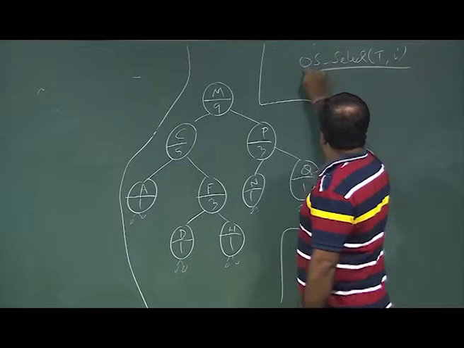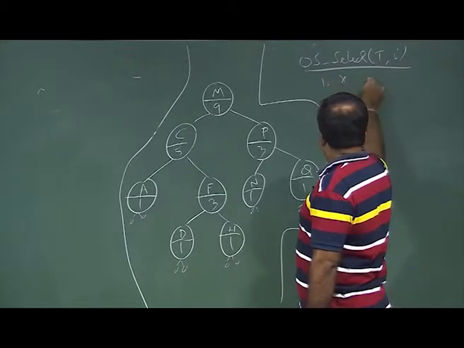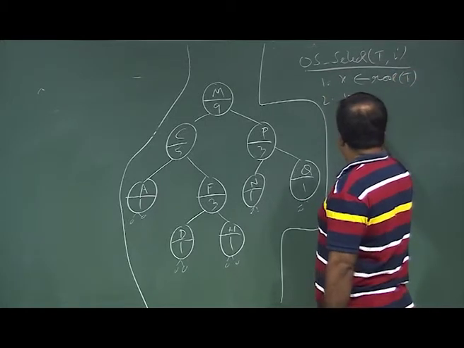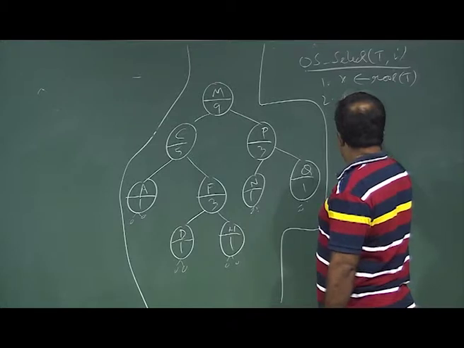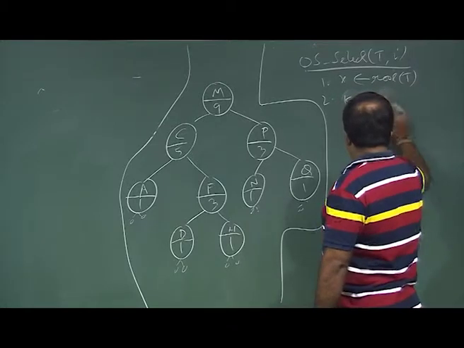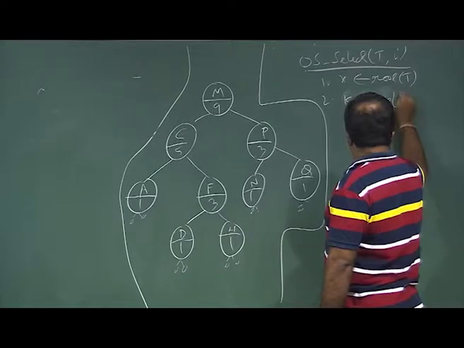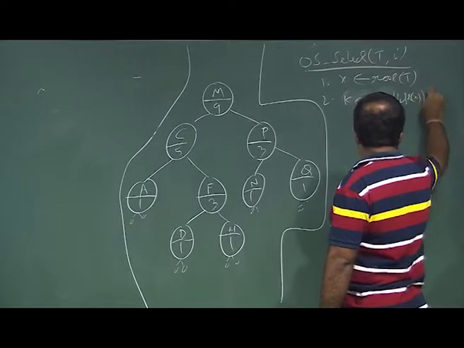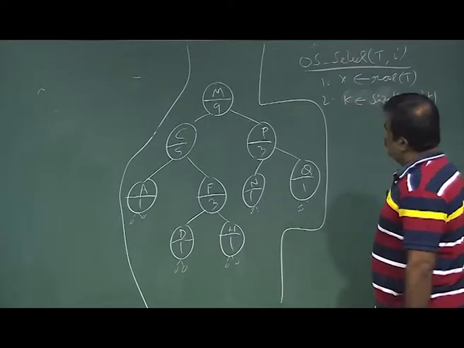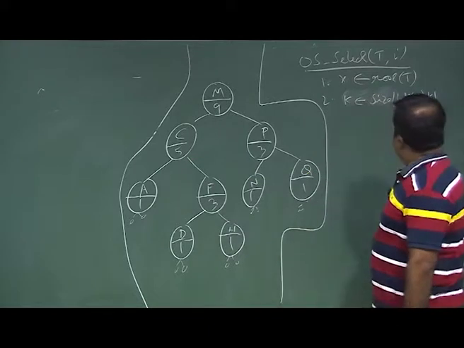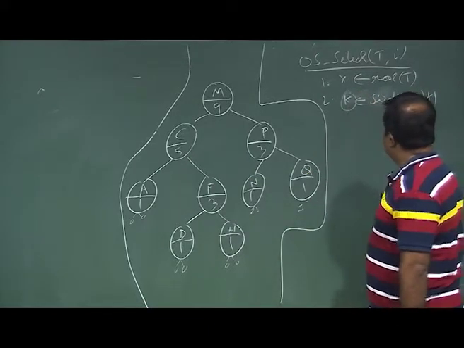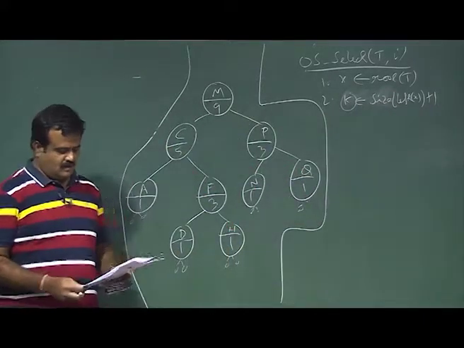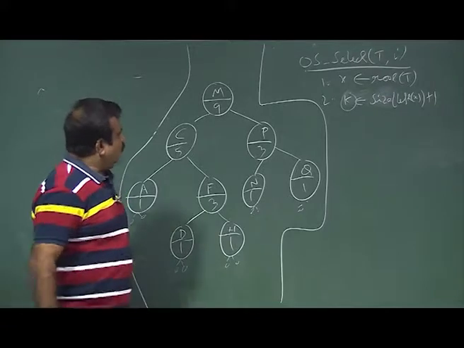T comma i. So we just put x equal to root of T and then we take k equal to the size of left of x plus 1. Okay, size of left of x plus 1. So what does this k mean? So k is basically denoting the rank of x. Okay, why is k the rank of x?